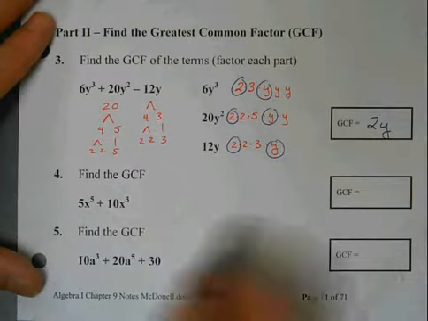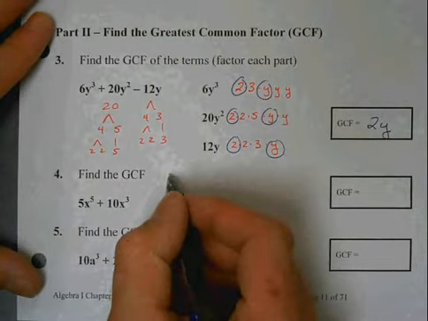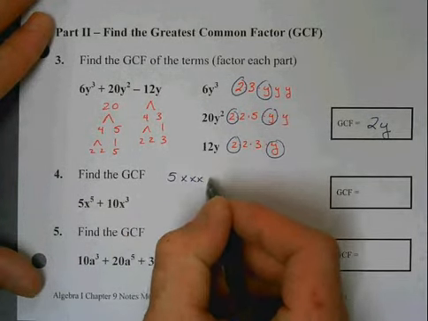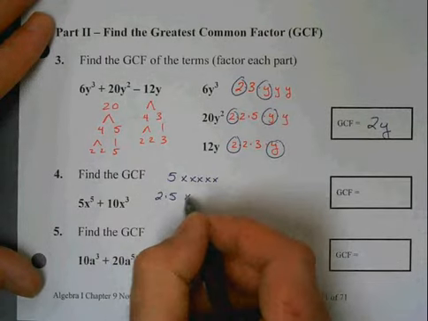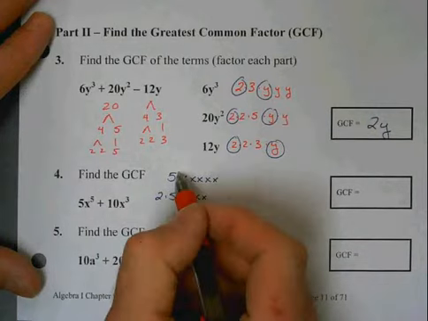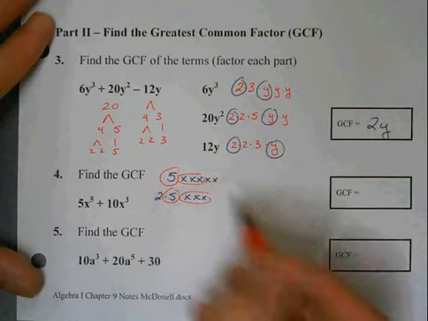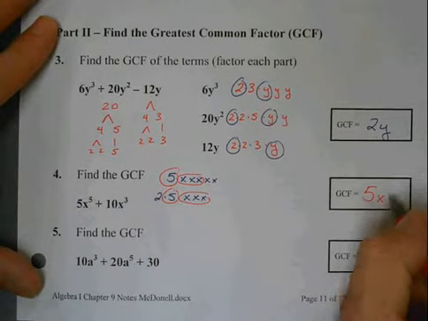Here's our next one: 5x to the fifth and 10x cubed. The factors of 5 are just 5 with 5 x's. The factors of 10 are 2 and 5 with 3 x's. What's in common with both? They both have a 5 and they both have 3 x's. So my GCF is 5x cubed.